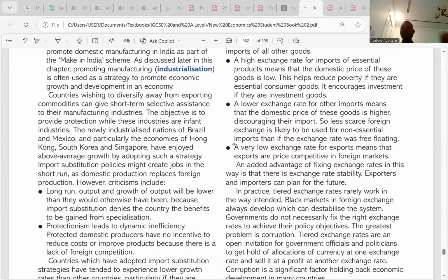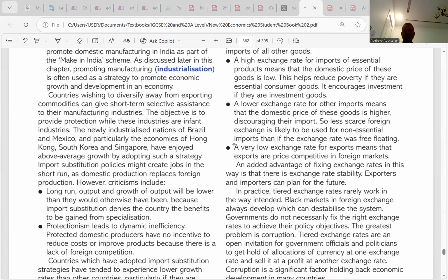A lower exchange rate for other imports means that the domestic price of these goods is higher, discouraging their imports. So less foreign exchange is likely to be used for non-essential imports than if the exchange rate was free floating. So for non-essential, it's simply luxury. So it depends on your own availability, your own income. It does not affect government because government will be able to make revenue through tariffs on this. Do you understand?